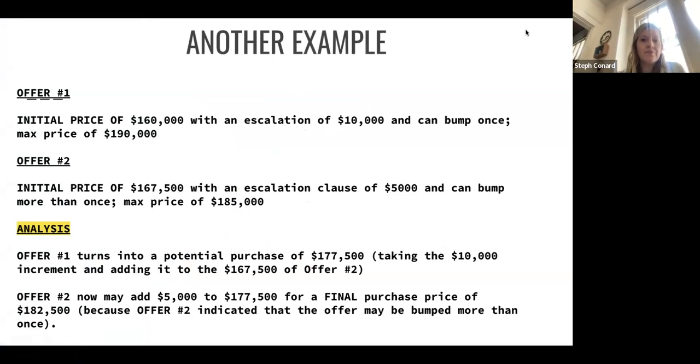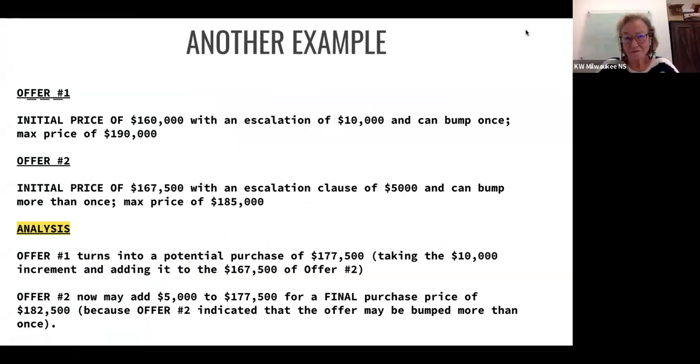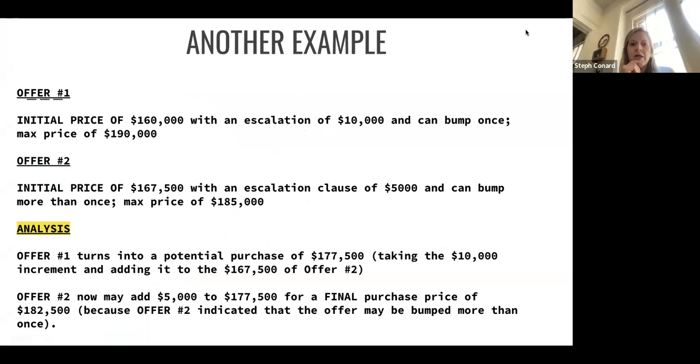And this was kind of a mimic of a recent example that we had about a week and a half ago, to show you how two offers written two different ways in the escalation clause, and how one was able to beat out the other. And on its face, it seemed like one offer should have won, but moving on. So offer number one, initial offer price of $160 with an escalation clause of $10,000 and can bump once. Max price of $190.